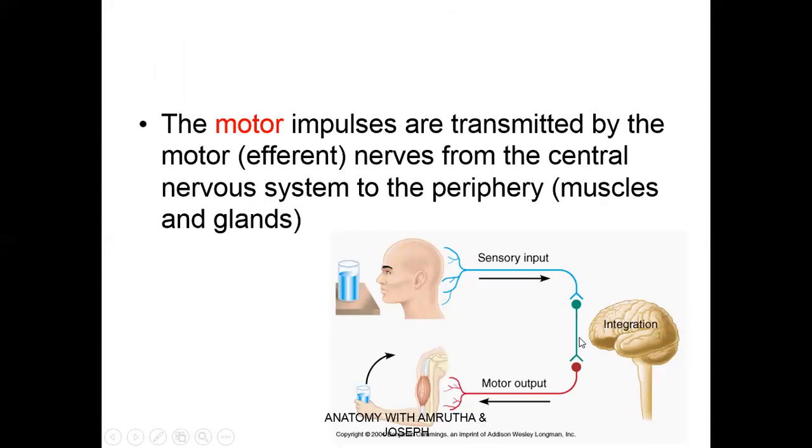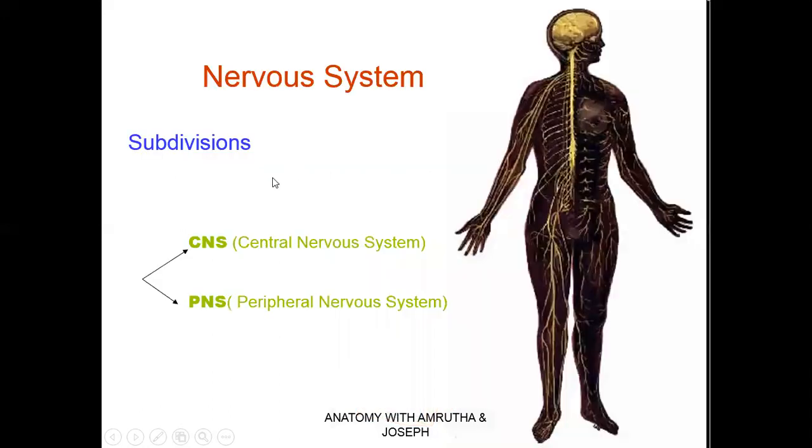Now the motor impulses, which start from the central nervous system, reach the effector organ. It can be muscles or glands, through motor impulses or motor output or efferent output. The nervous system can be broadly divided into central nervous system and peripheral nervous system.